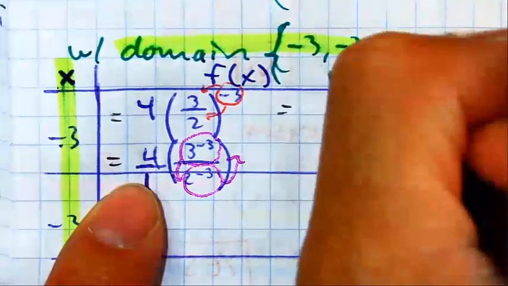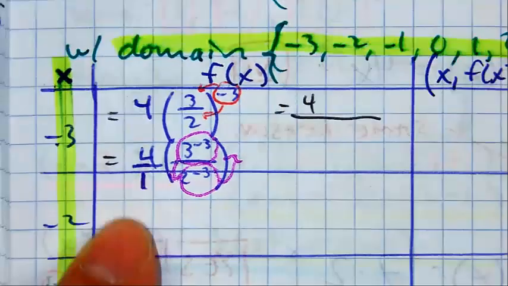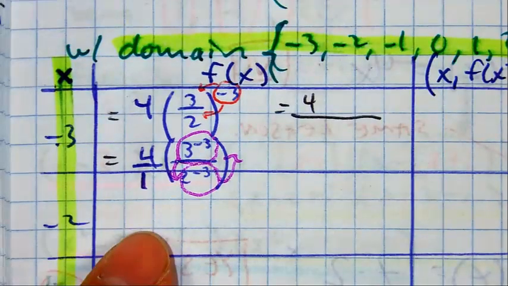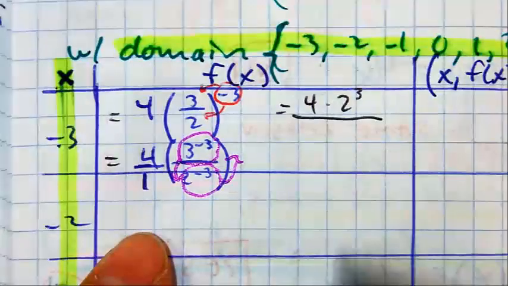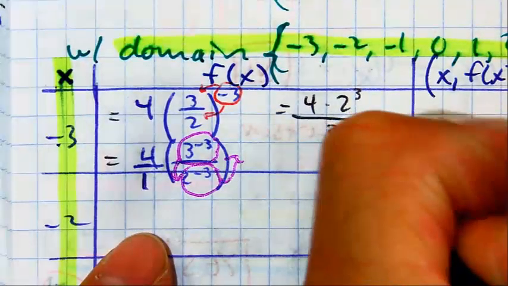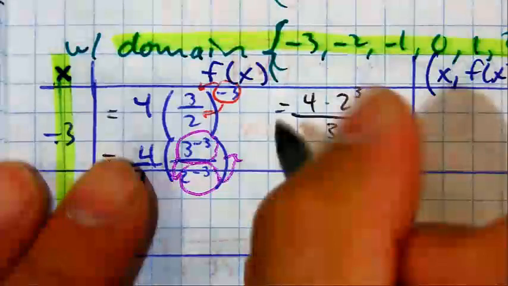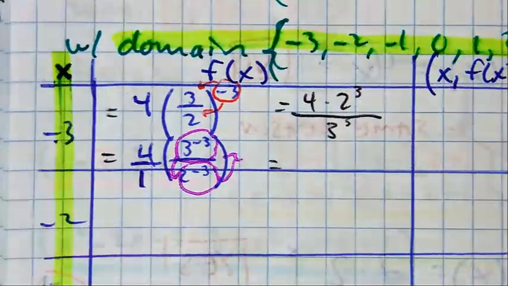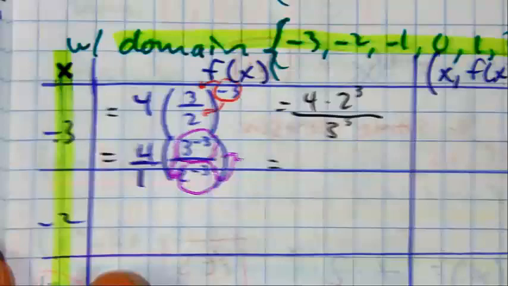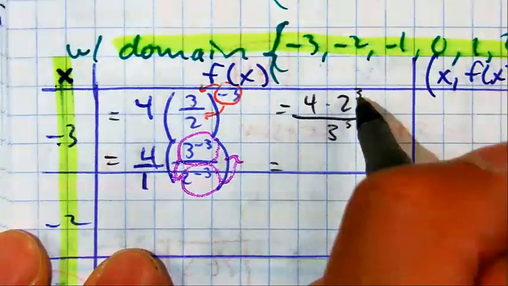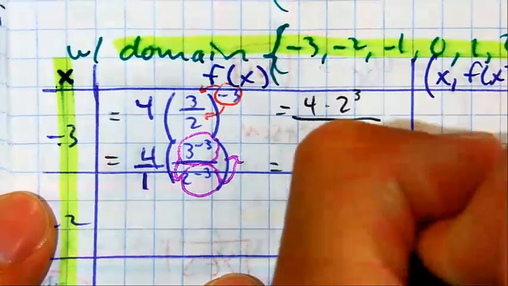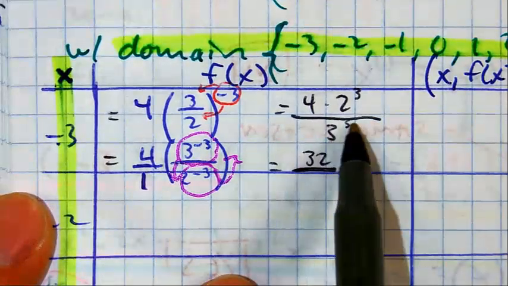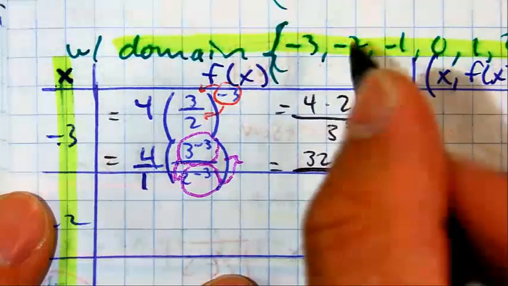So now I have 4. What's in the numerator now? 2 to the power of 3. And what's in the denominator? 3 to the power of 3. So class, 2 to the 3rd power? 8, and 8 times 4? 32. And then 3 to the 3rd power? 27.